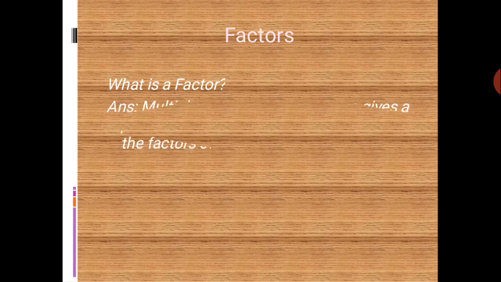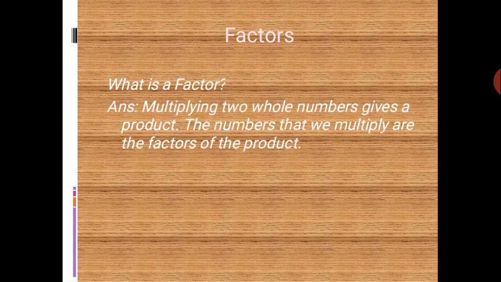Today we are going to learn about factors. Now, what is a factor? Multiplying two whole numbers gives a product. The numbers that we multiply are the factors of the product. For example, 2 multiplied by 4 is equal to 8. So, 2 and 4 are the factors of 8.